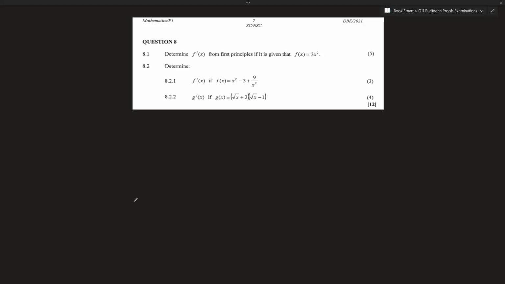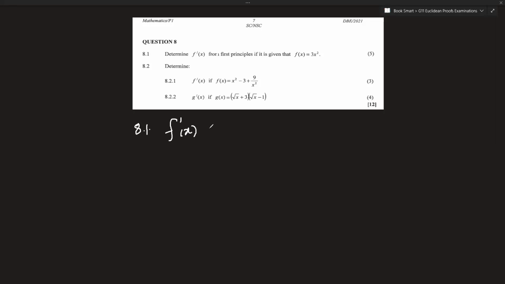In this question, we're going to be looking at the laws of differentiation and the first principles. Okay, so without wasting any time, let's start. So on 8.1, they want me to determine the derivative of f of x from first principles.